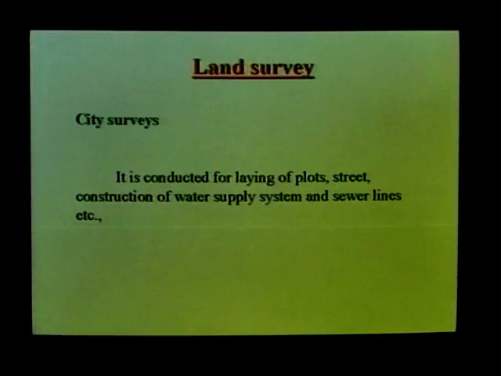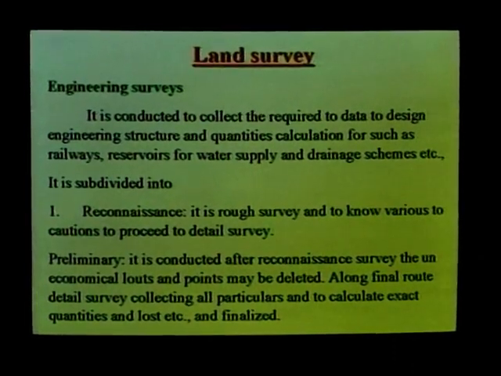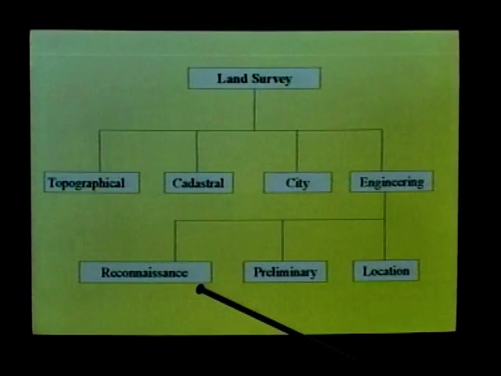City survey is conducted for laying out plots, streets, and construction of water supply systems and sewers. Other things will come under the city survey. Engineering surveys are conducted to collect the required data to design engineering structures, like plans and designs and calculation of the quantities of materials required for railways, reservoirs, water supply and drainage schemes, etc. It is again subdivided into two: reconnaissance survey and preliminary survey.